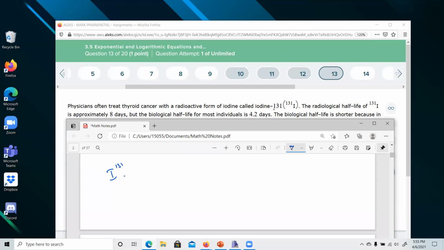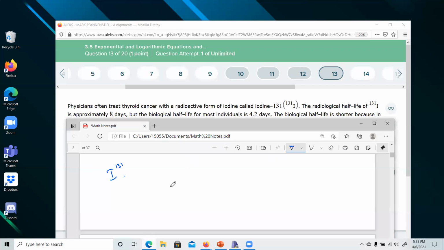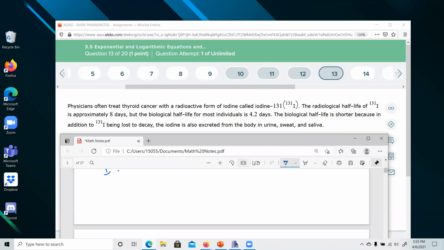So this 131 has nothing to do with the problem. We don't care about the fact that it's 131. Don't write that number down. Okay. Well, don't write it down and expect it to have any meaning because it's not. Then we have the half-life of this thing is approximately 8 days.